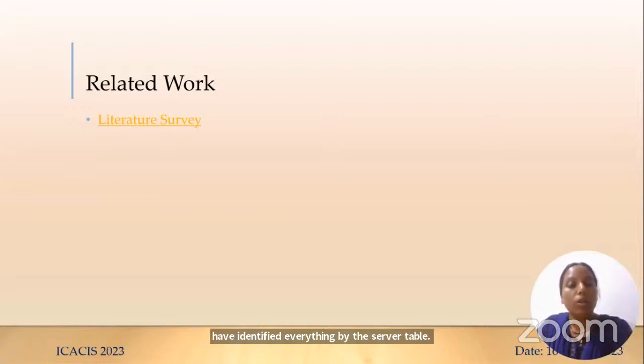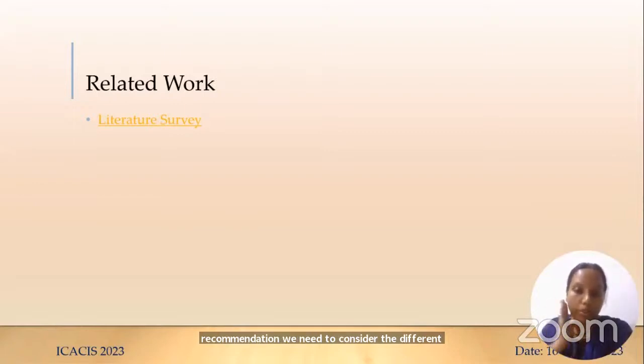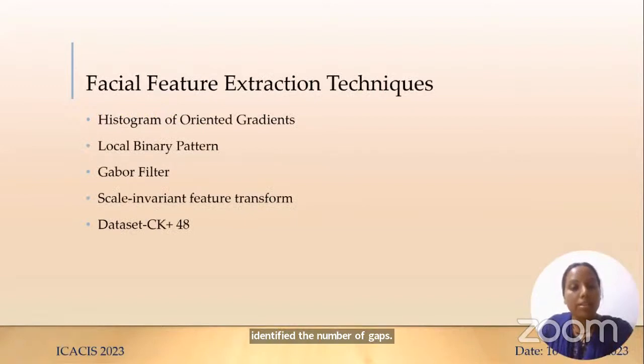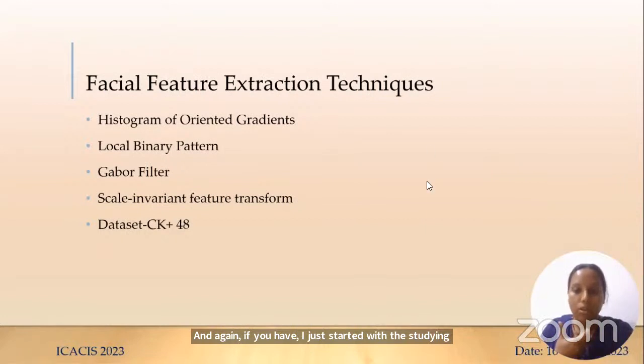We need to consider not only one modality for emotion recognition. We need to consider different modalities. It's not only the face; you can also consider other modalities, like gestures, body movements, and text. We need to cover that also. So this is related to the literature work. I have identified a number of gaps, and I just started studying these things, starting from only the facial movement.